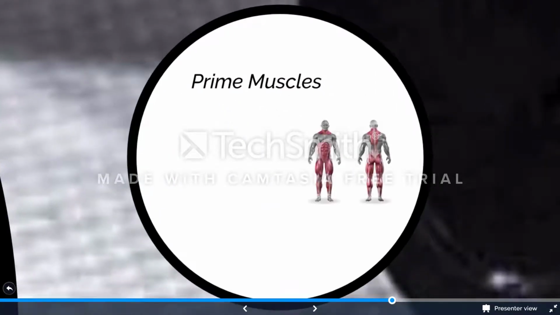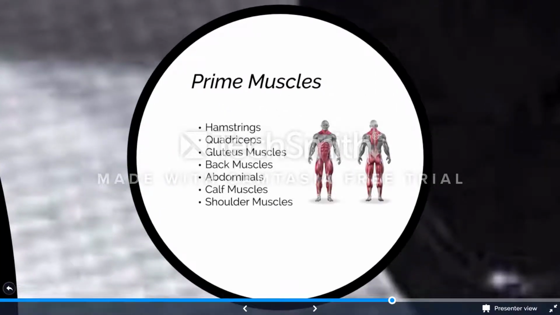The prime muscles that are activated throughout the deadlift include erector spinae, gluteus maximus, quadriceps, hamstrings, and adductors. Stabilizing muscles include trapezius, rhomboids, serratus anterior, rectus abdominis, gluteus medius, gluteus minimus, soleus, and gastrocnemius.